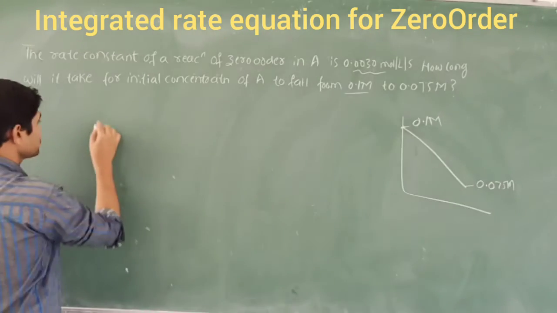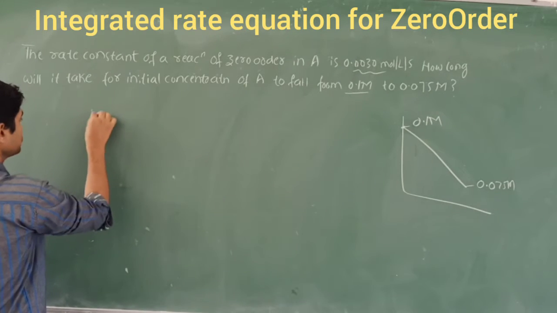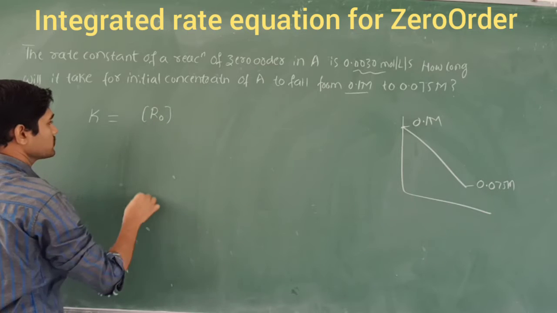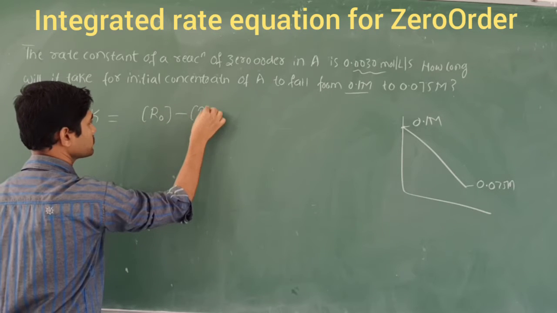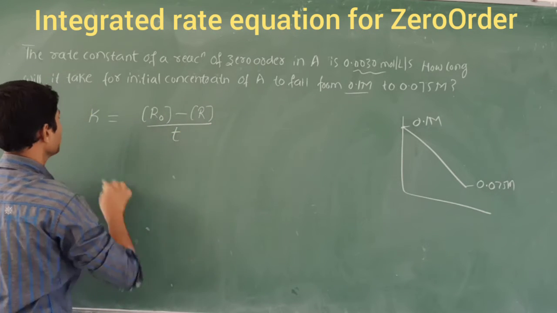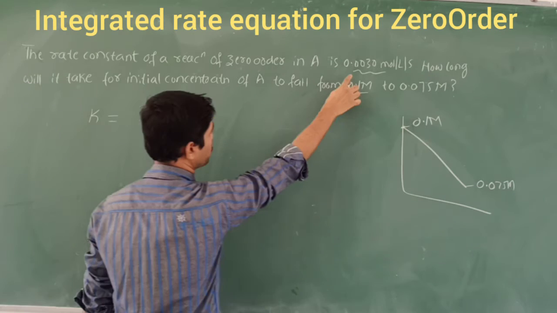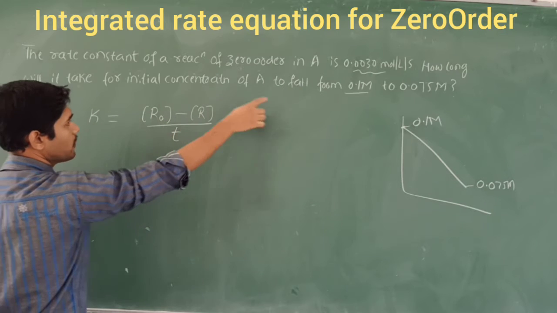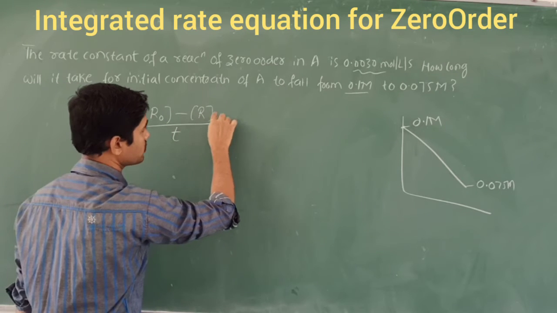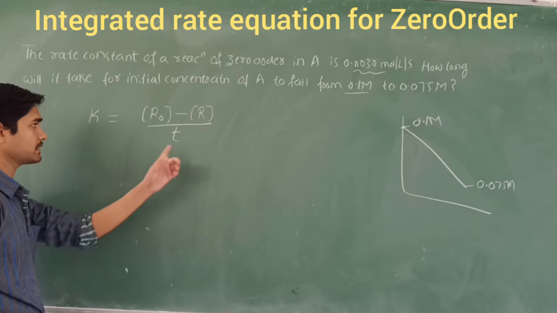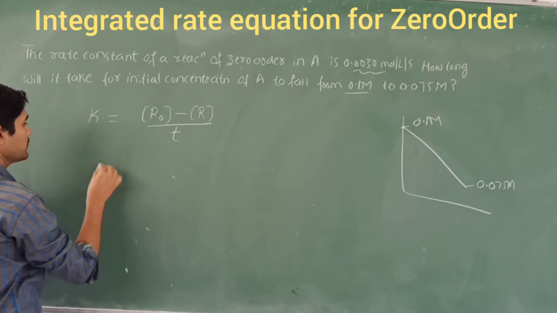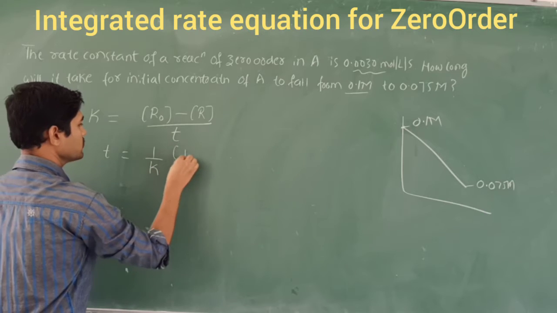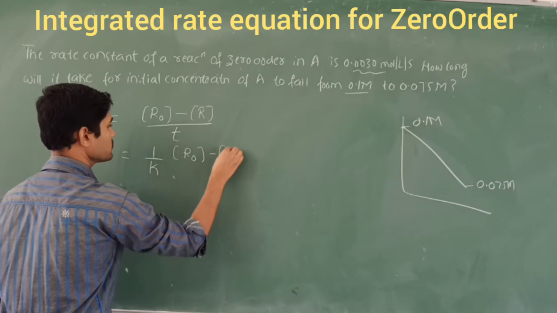You know this one. The integrated rate equation for the zero order reaction is rate constant K equal to the initial concentration of the reactant minus the concentration of the reactant, with respect to time. The rate constant is given as 0.0030 mole per liter per second. Initial was 0.1 and final was 0.075 M. We only need to find the time t, so I am going to rearrange: t is equal to 1 by k into R0 minus R.